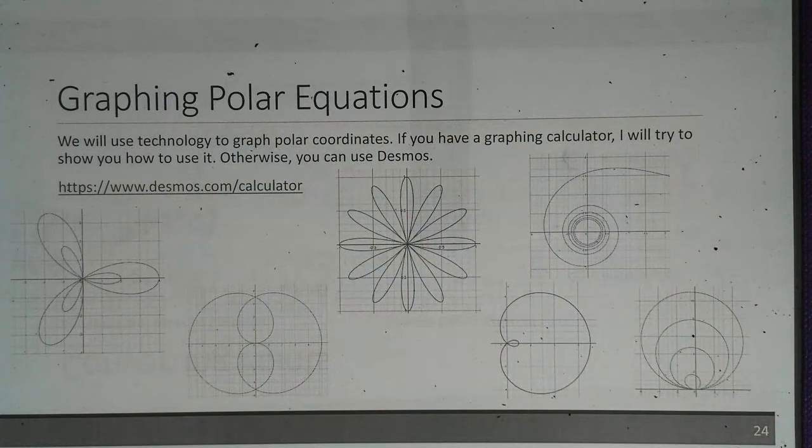We'll use technology if we want to graph them. If you have a graphing calculator, I can show you how to use it. Otherwise, feel free to go into Desmos and just play around with it. It is a blast.